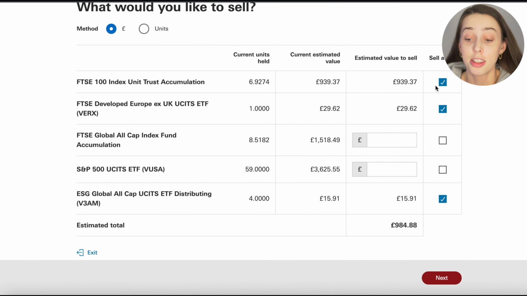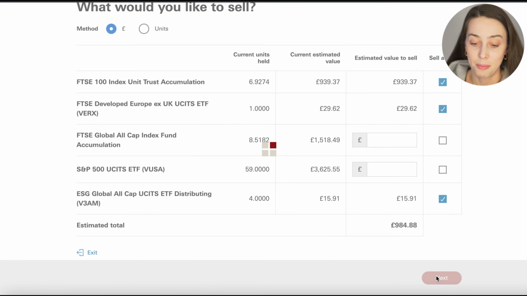Okay, so I've selected the 3 that I want to sell. Like I said, I'm actually going to make a switch rather than a sell, but you have to select which ones you want to sell first. So I've selected FTSE 100, FTSE Developed Europe excluding UK, and ESG Global All Cap. That comes to £984.88. That's what I'm selling it for, estimated. Obviously it changes because it will go through at the next available time. So that's really exciting that I get to put that money into the S&P 500 and the Global All Cap. So let's go next.